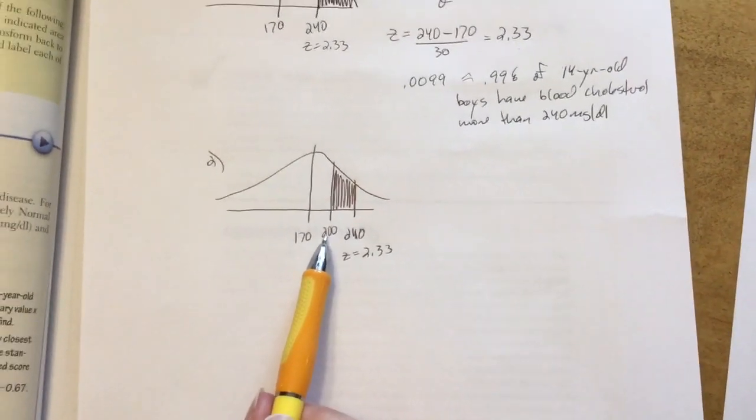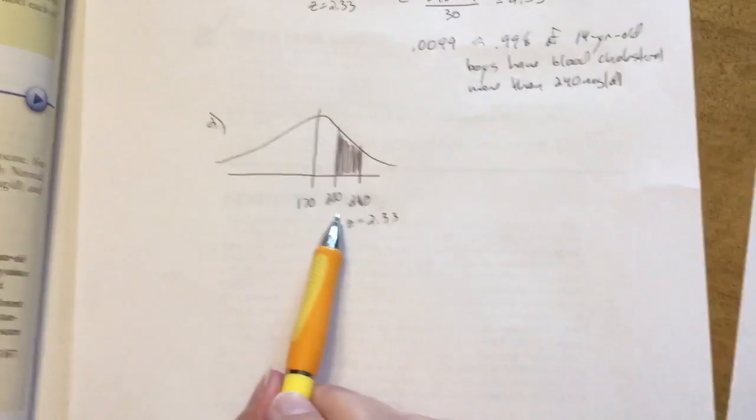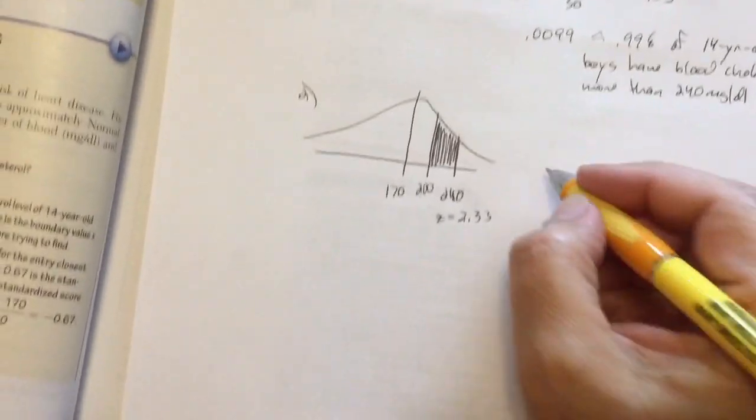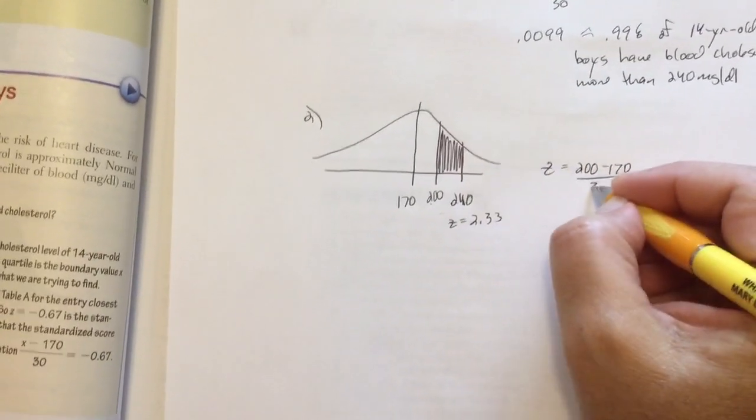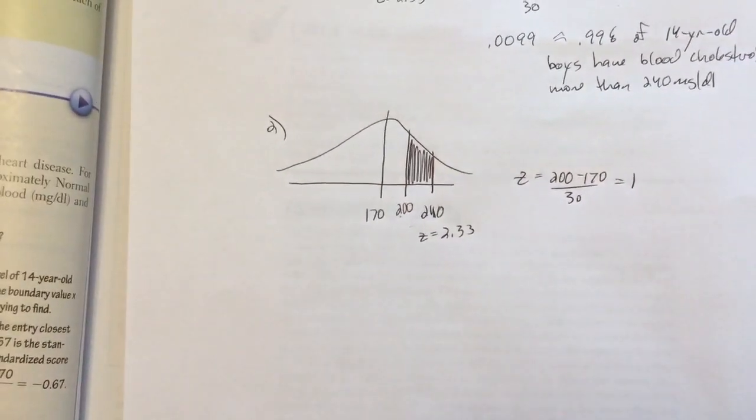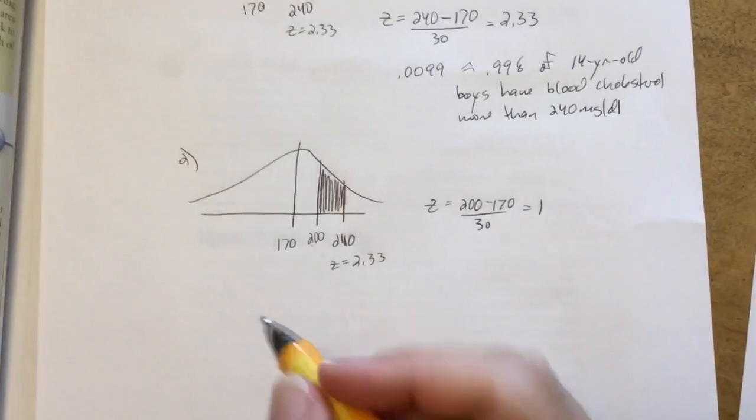All I have to do is figure out the z-score for the 200, and then I'll use my calculator to find the area between the two. So we'll z-score 200: 200 minus 170 over 30. Well, that's 1, right? A z-score of 1.